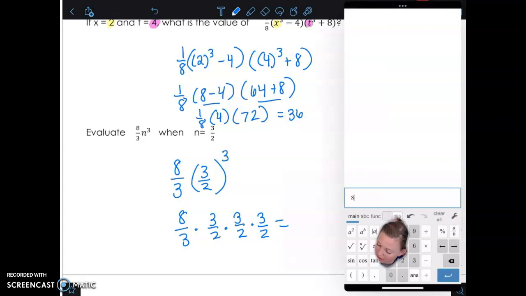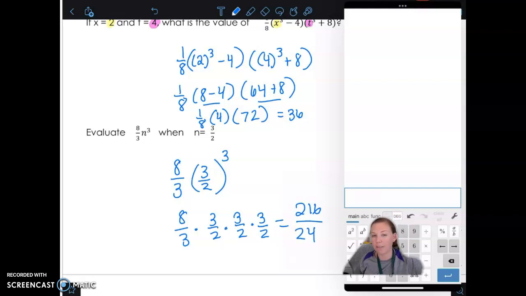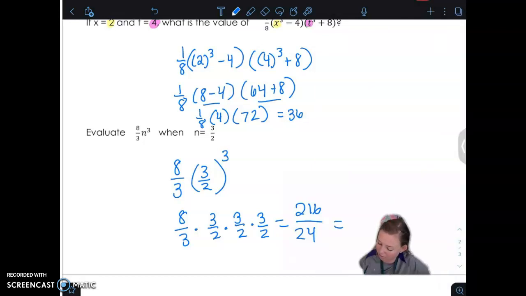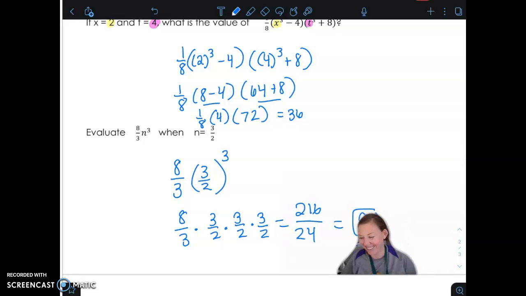We can do 8 times 3 times 3 times 3, which is 216, and then 3 times 2 times 2 times 2, which is 24. Once you get it like this, you can just divide it in the calculator. 216 divided by 24 simplifies to 9. So don't be so scared of the fractions on there.